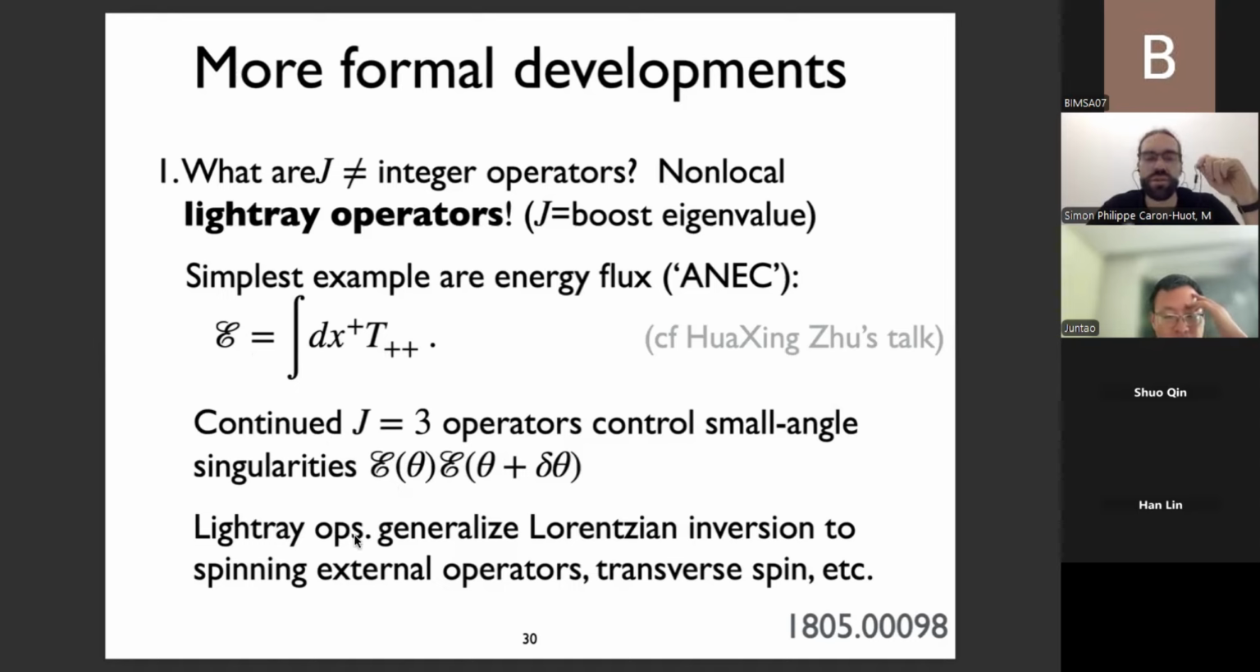Using this language, it's also possible to generalize the Lorentzian inversion formula to the case where the external operators have spin and all sorts of quantum numbers. So it's a very nice perspective on inversion.